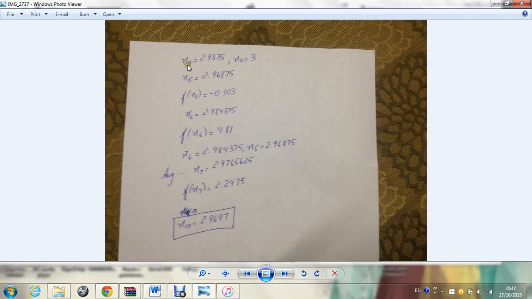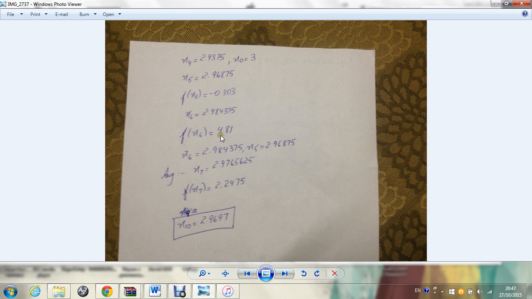Now the x4 value is 2.9375 and x0 is 3. In the previous step we got a negative value of f of x4, so we will repeat this step and take the average of these two values, which comes as 2.96875, which is x5. Now we will put it in that equation. It comes as negative 0.303. Now if we take the average of x5 and x0, equal to 3, here comes 2.984375. Put it in the equation and you will get 4.81.